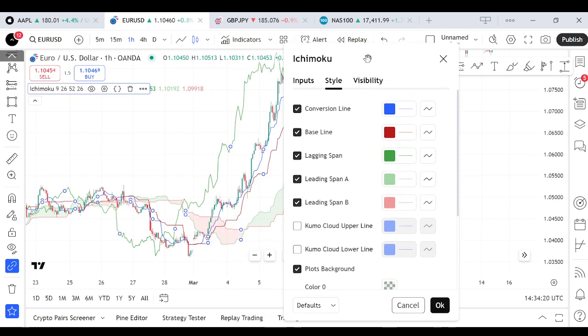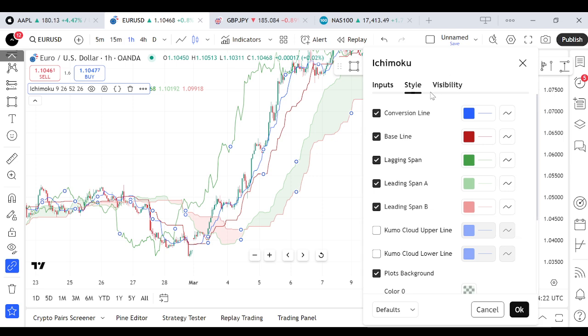The next component is the lagging span, which plots the current closing price 26 periods back. This is the lagging span, the green line. It helps you compare the present price action to past levels, offering insights into potential support and resistance zones.